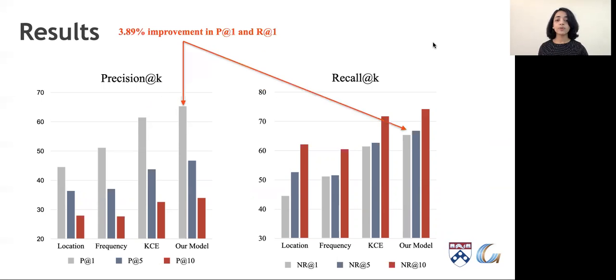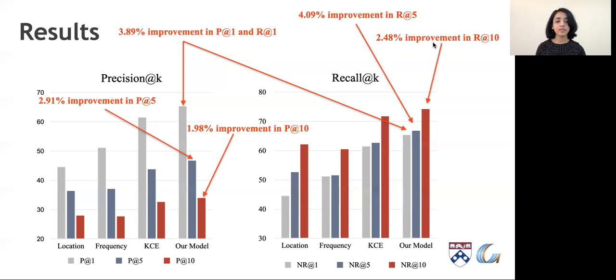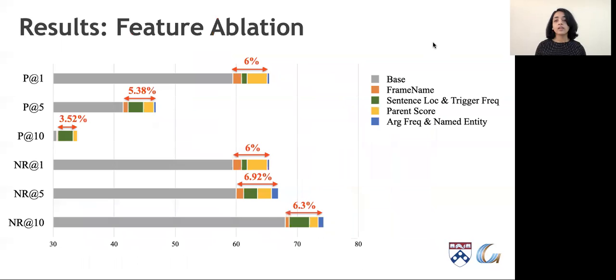It adds a 4% improvement on the model's ability to detect the most salient event. The improvement is consistent even with the higher values of K, with 2.9% and a 1.9% gain in precision at 5 and 10, and a 4.1% and 2.4% gain in the recall at 5 and 10. The global document level features played a very significant role, as we can see in red here, in our model's overall performance that we saw in the previous slide.